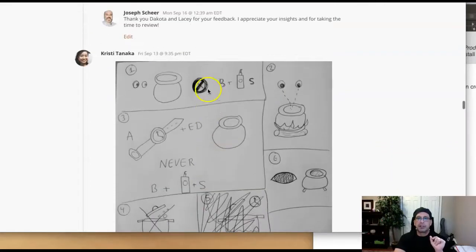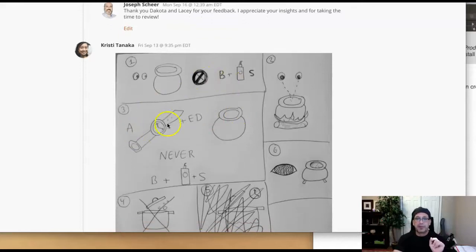And then the international no sign, I think that's good. And then B with oil and S. But I think the oil, instead of the little can with oil, what about an oil can? Like an icon for an oil can, like those you've seen in your car, the little icon that indicates oil. And I think that would definitely help. This is also good too, a watch plus ED, a watched pot.